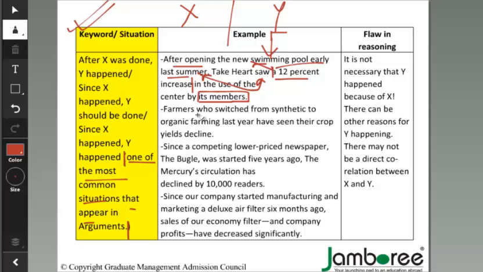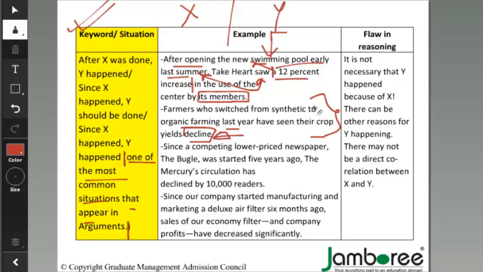Similarly, farmers who switched from synthetic to organic farming last year have seen their crop yields decline. Okay. So from synthetic to organic. Now, there are tons of things you can question. What about the people who did not switch? What about their yields? Maybe there was a drought, or maybe too much rain. Maybe this decline was caused by something else.